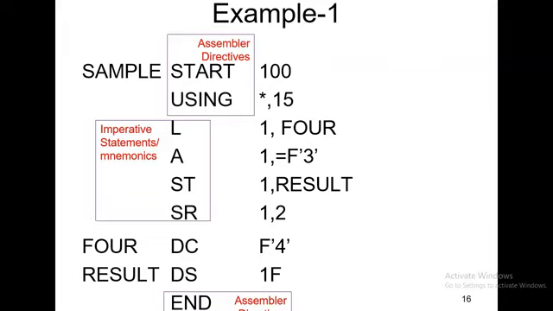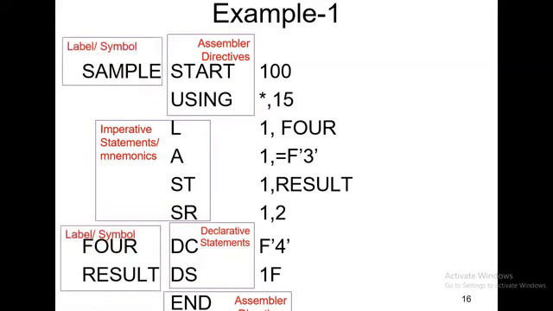And last one is declarative statement. Always remember DC and DS, which are useful for declaring the data and for storing the data. These two are nothing but declarative statements. So from the given example, DC and DS are declarative statements. Now see, in this sample, 'for' and 'result' are on the left hand side of the symbol. This is also known as a label.